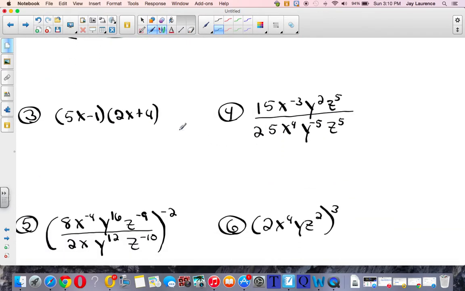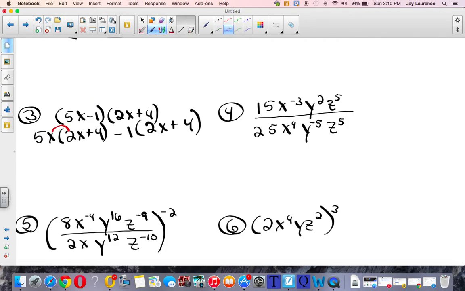All right. Number 3 is a double distribution problem. Should be simple by now. Some of you stop doing this technique where you do 5x times the quantity of 2x plus 4. If that worked for you, why would you ever stop? You know, I might have stopped doing it, but that doesn't mean you should. If it works for you, please keep doing it.